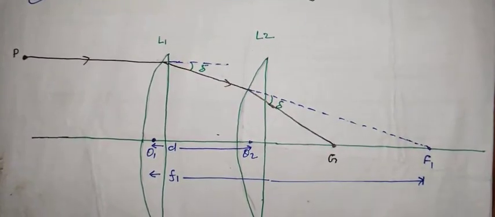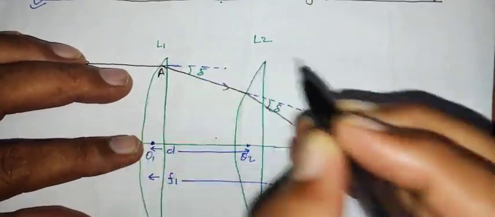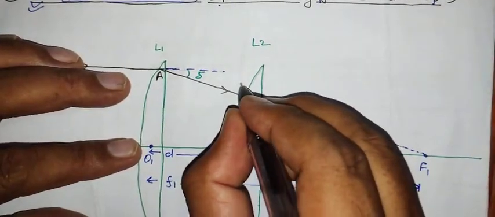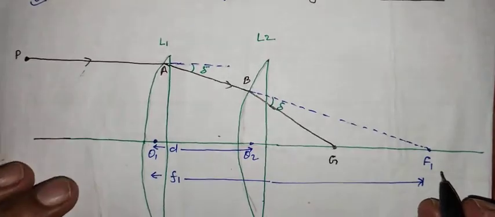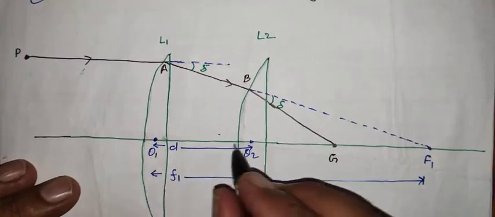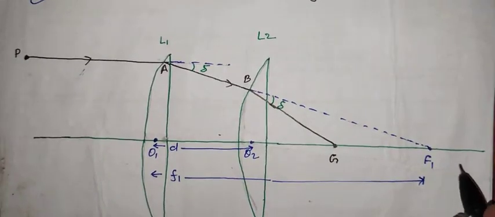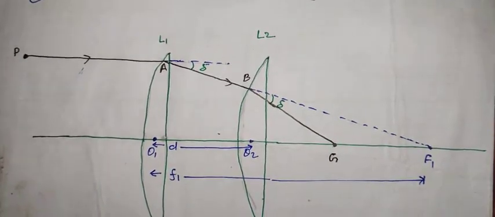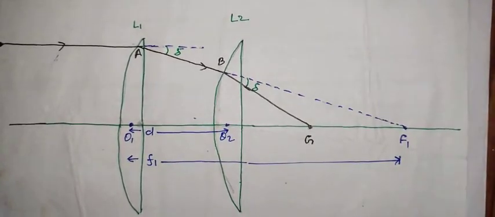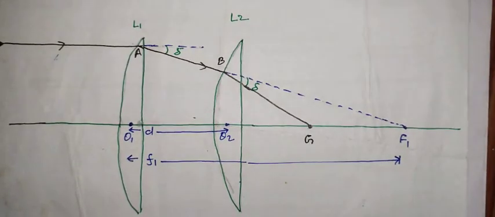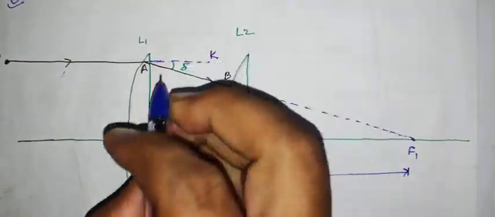Let the points be named here. Let this point be A. This is a point B. Now let O1, O2, A, B, C, F1 be the points. Now see very carefully here in the diagram. Let this point be K.